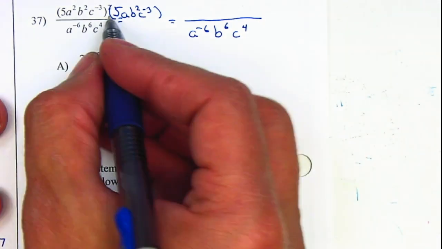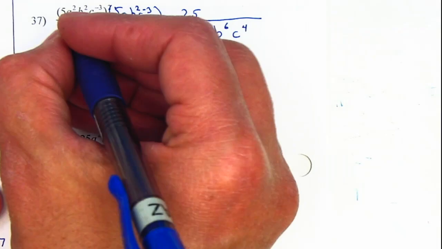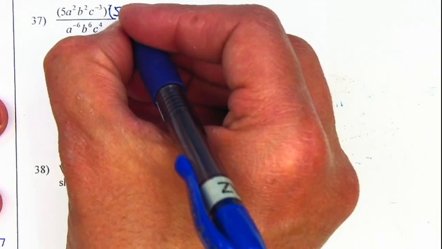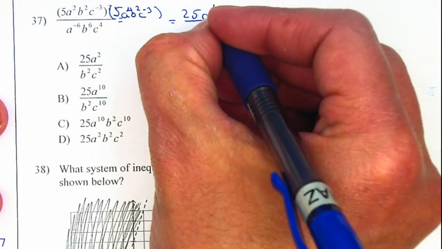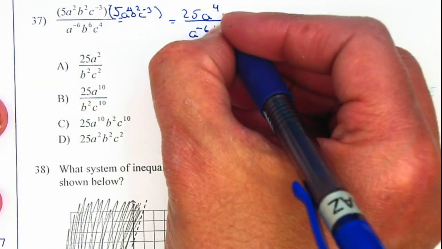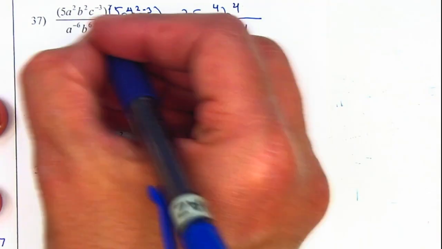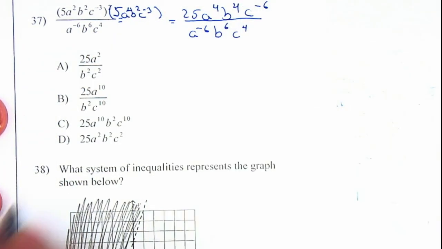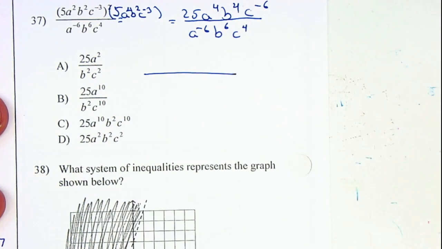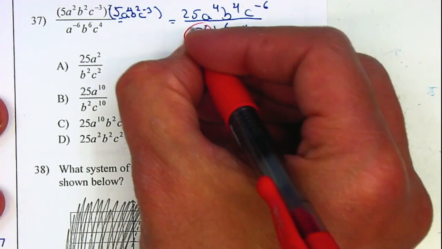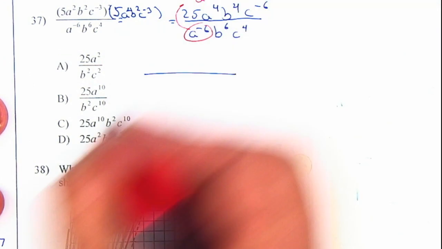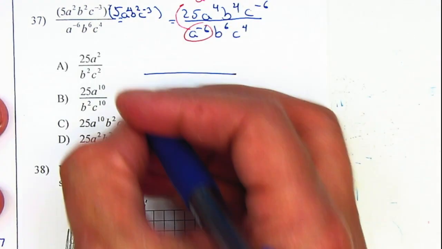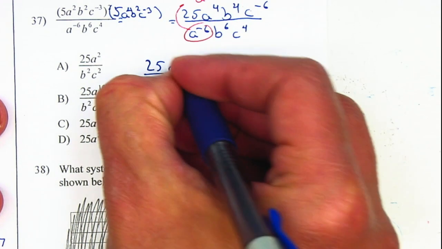Let's multiply it out. 5 times 5 is 25. I have 2 a's here and 2 here, so I'll have a total of 4. B's have 2 and 2, I have a total of 4. C's I have negative 3, negative 3, so negative 6. I'm going to simplify once again. I have my negative exponents. This one will go up as a to the 6. So I have a total of 10.